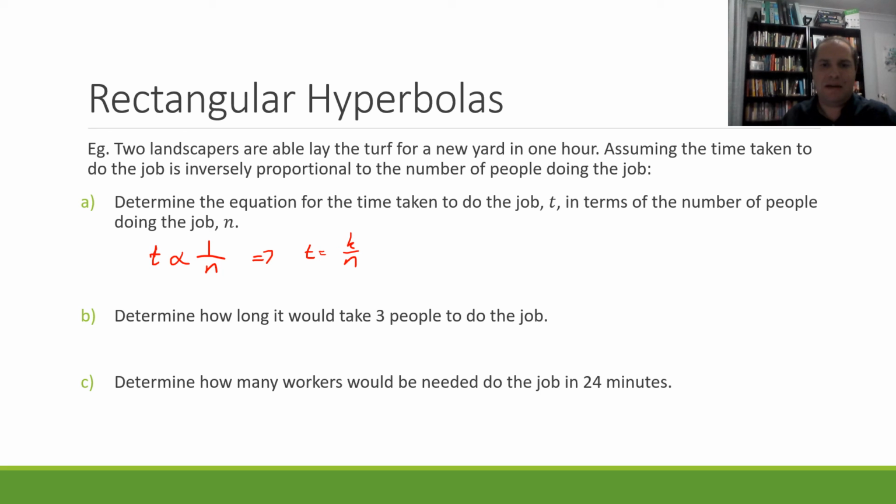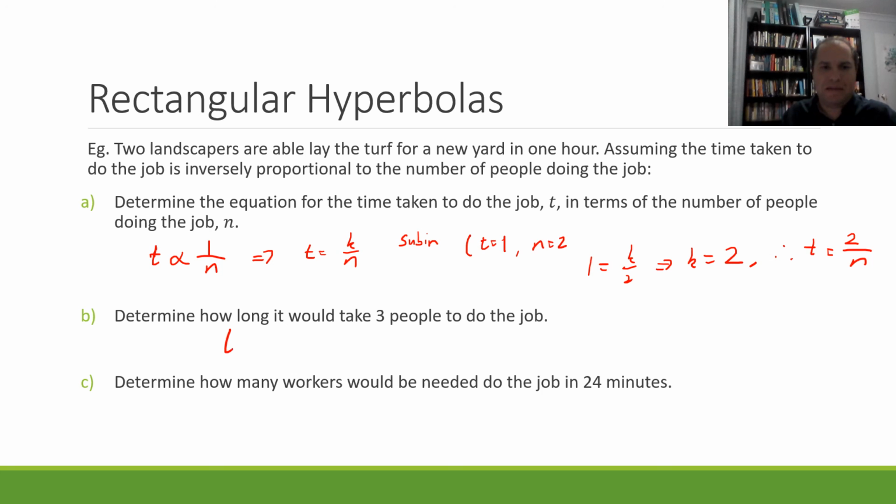And then we can sub in our values. So sub in t equals 1 hour and n equals 2. So we can say 1 equals k over 2. So therefore k equals 2. So the equation is the time taken for the job equals 2 divided by the number of people doing the job. Right, determine how long it would take for 3 people to do the job.